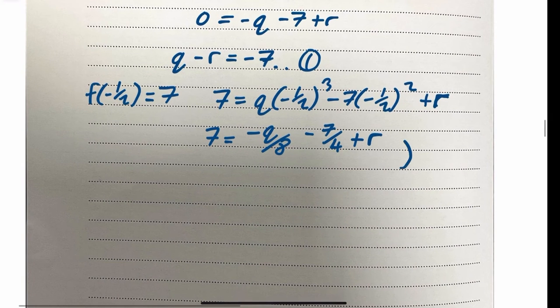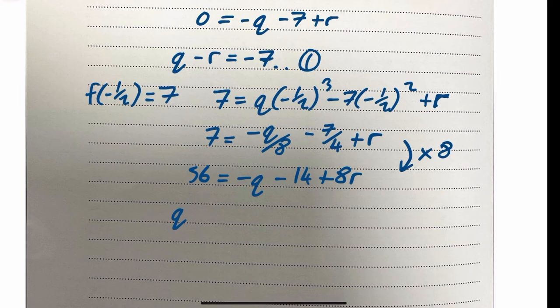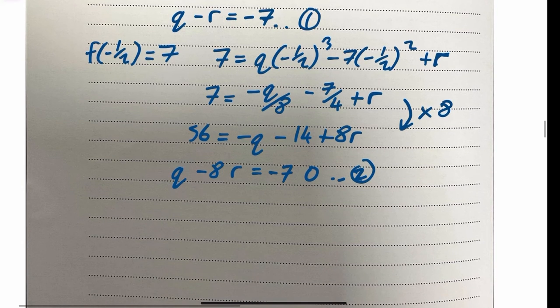Multiply through by 8 would be the easiest thing to do here. So multiply through by 8, and you're going to have 56 is equal to minus q, and then minus 14 plus 8r. And again, we'll bring all my q's and my r's across to the other side. So I'll have q minus 8r is equal to minus 14 minus 56, which is going to be minus 70. So let's tidy up my minus, that's a mess. So there we have it, there's your two equations. So you have two equations and two unknowns, which you can now solve.